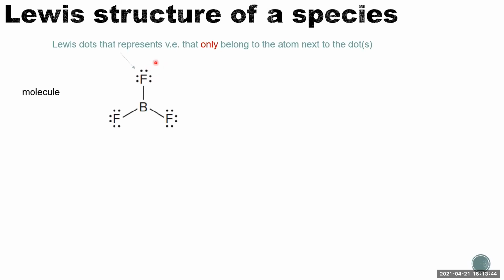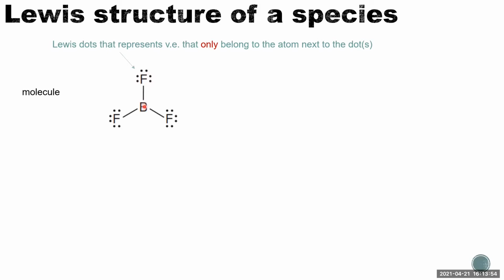It can be a compound, it can be a diatomic molecule, it can be anything. It can also be an ion. For example, this is the Lewis structure of a molecule. Boron is in the center, and there are 3 fluorine atoms around the boron. Each stick here is a bond. You can see there are some dots around the fluorine. These are the Lewis dots that represent valence electrons that only belong to the atom next to the dots, in this case only the fluorine.